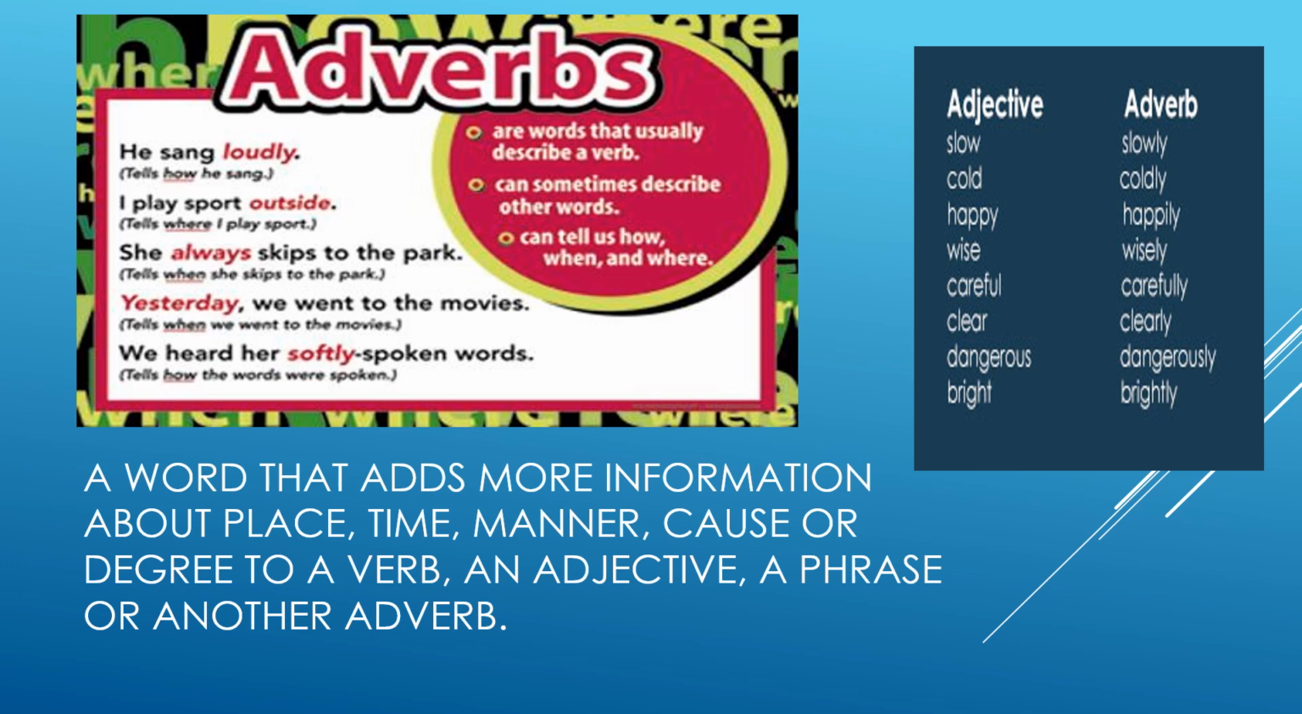Now in another picture, as you can see, adjectives are on one side and adverbs on the other side. Why did I give this picture? Because we have already done adjectives, and maybe you will get confused because they look similar. What is the adjective? Slow. And the adverb is slowly. Cold, coldly. Happy, happily. Wise, wisely. Careful, carefully. Clear, clearly. Dangerous, dangerously. Bright, brightly. So this is the difference between adjective and adverb.